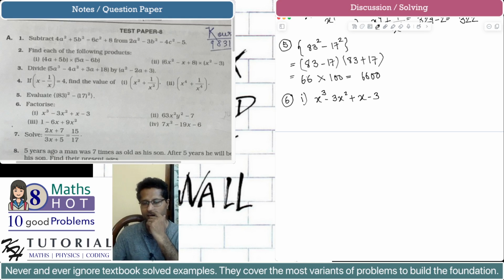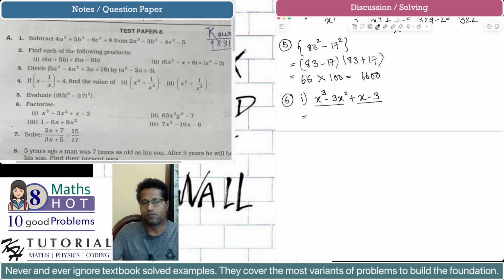Then we will try out if it is forming any a plus b whole square or a minus b whole square form. We see that it is not. Also, we will then try to see if it is in the form of a square minus b square. It is not in that form. So the last option is we have to group terms so that all the groups will have some common factor, and we can clearly see we can do that. We can create a group from the first two terms and create another group from the last two terms.